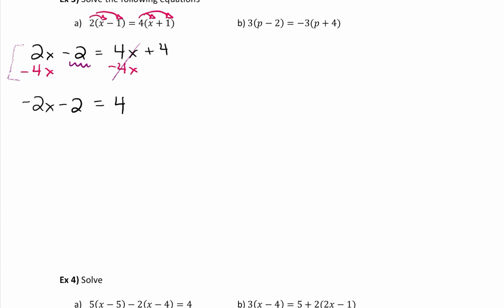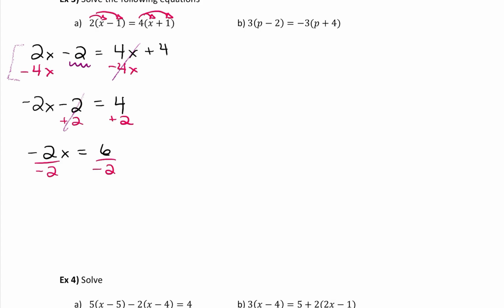This is just now a 2-step equation. We are going to start by getting rid of the subtract 2 by adding 2 to both sides. So now on the left, all we have is a negative 2x, and on the right, we have 4 plus 2, which is 6. We're now going to get rid of the negative 2, which is attached by multiplication, so we're going to divide by negative 2.